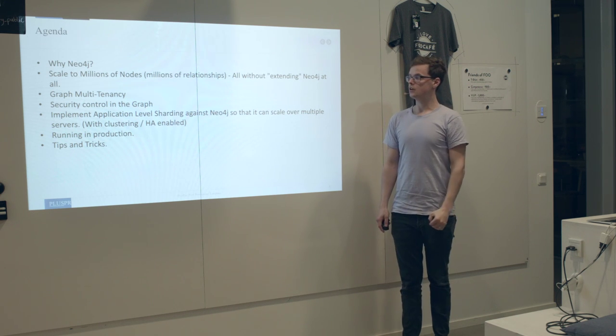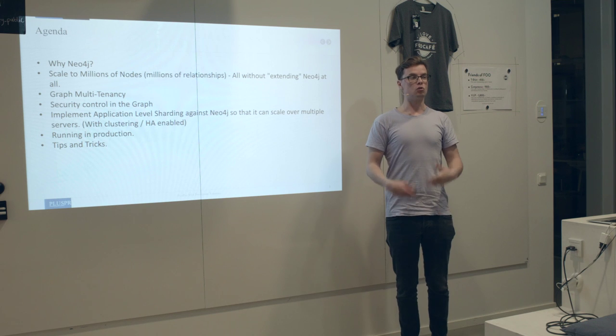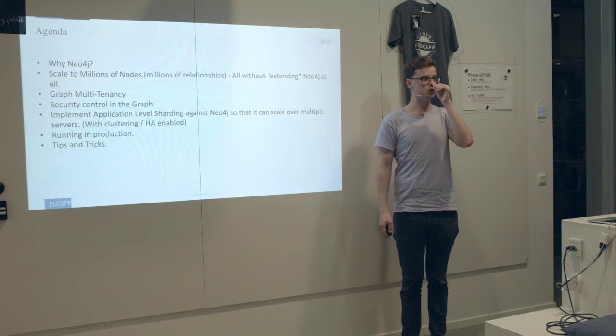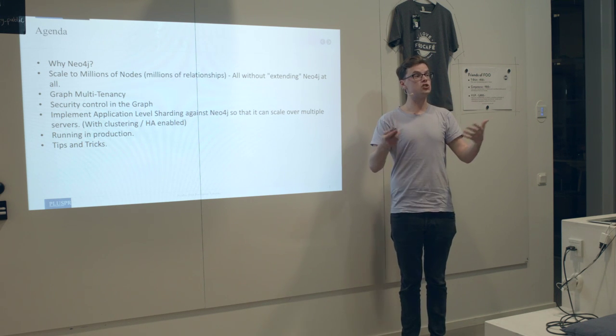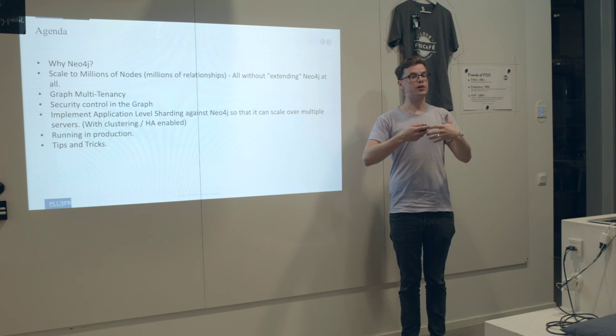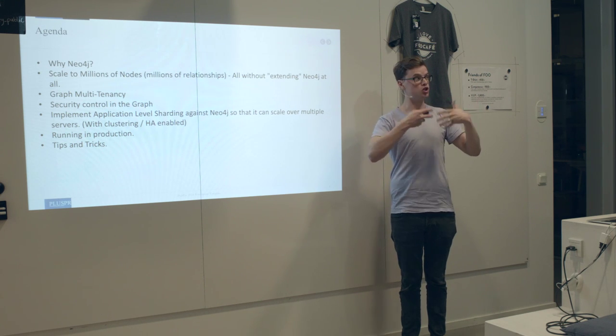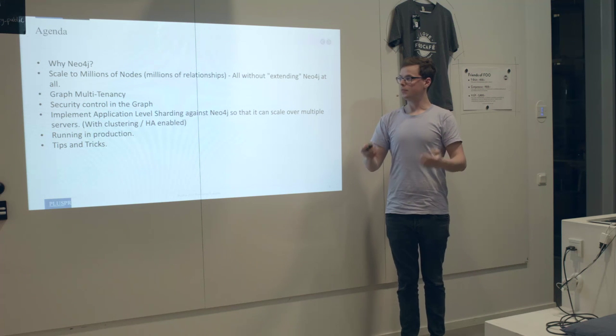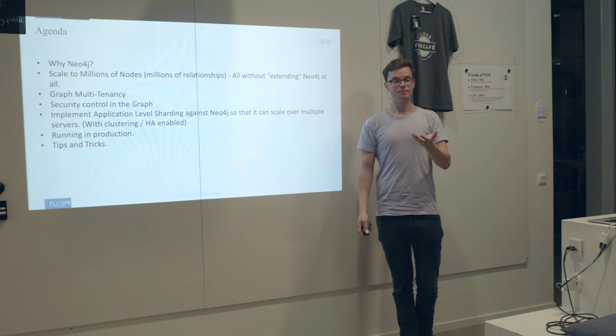of relationships, how we achieved graph multi-tenancy, and for those who don't know this terminology, it essentially means what if we could have multiple people's data all shared in the same graph? Security control in the graph.